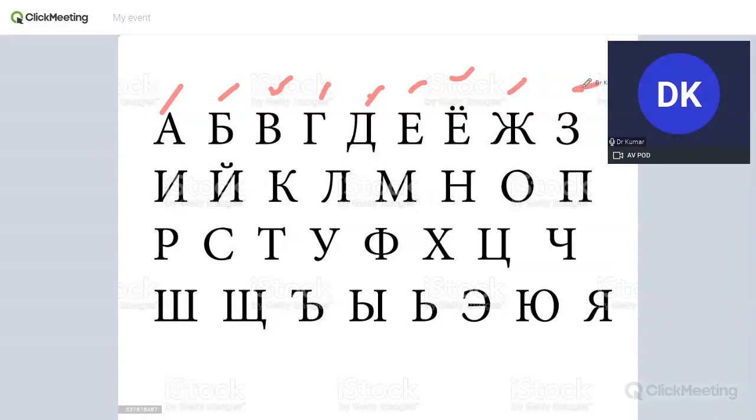Okay. The last one on the first line sounds like Z. This has an English equivalent which is almost similar to Z. Z, like Zavod, Zapad. Some words in Russian: Zavod is factory.